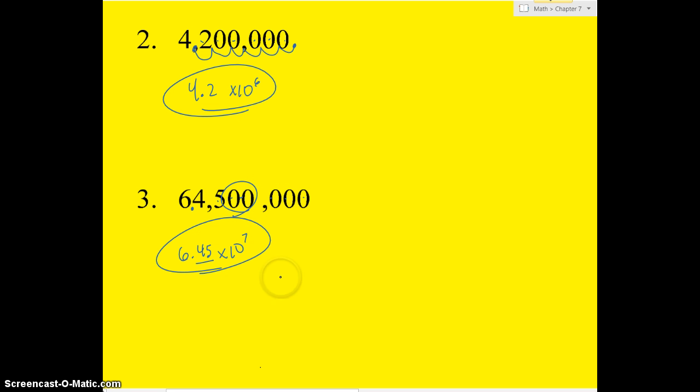But if we had something like 102,000, we would say 1.02 times 10 to the fifth, because I'm going to move it 1, 2, 3, 4, 5 spaces to get this between 1 and 10, and so it's times 10 to the fifth.